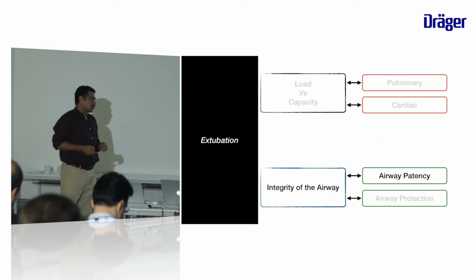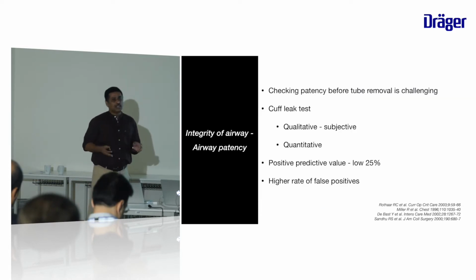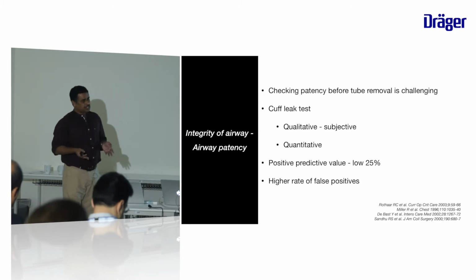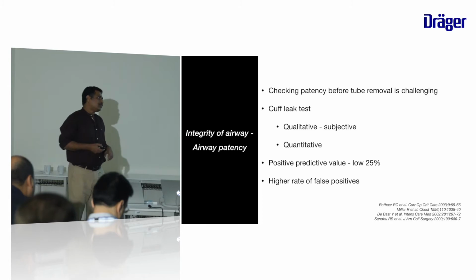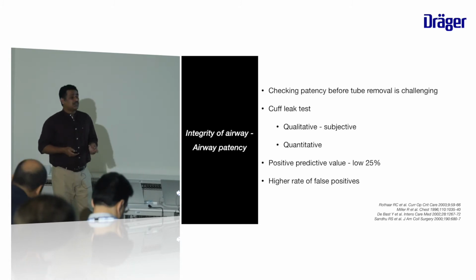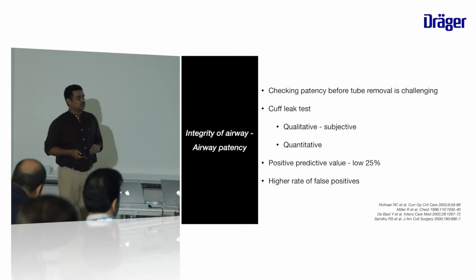Coming to the integrity of the airway, first is airway patency. The most commonly done test is the cuff leak test. It can be qualitative, where you deflate the cuff and look for the leak, or you just keep the stethoscope over the larynx and find out whether there is a leak. Then the other one is quantitative. But for most of these tests, the positive predictive value is very low.